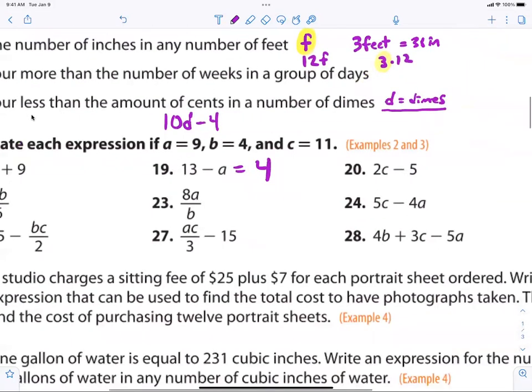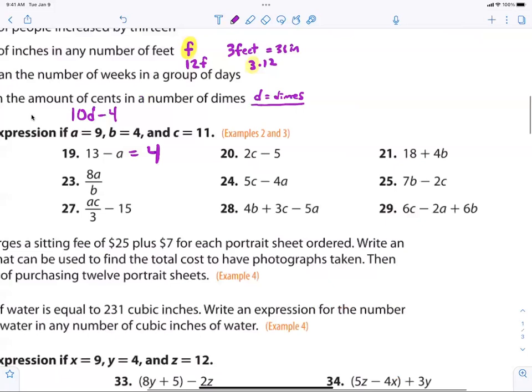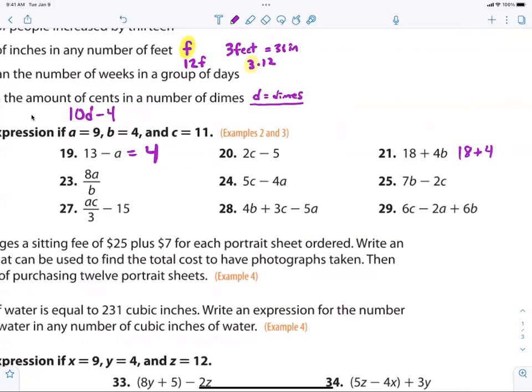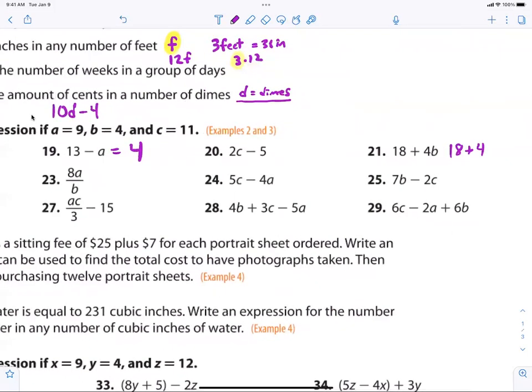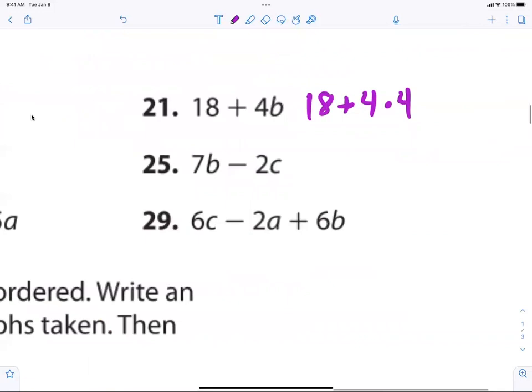All right, so I'm on 21 now. What does that mean? That's me. So 18. Wait a minute. 18 plus 4. What's B? Oh, it's four. So I'm doing 18 plus 4 times 4. Shouldn't you write that first, right? You agree with me? So now order of operations says, what am I doing? Oh, you're multiplying 4. So what would that be? And what's 18 plus 16?